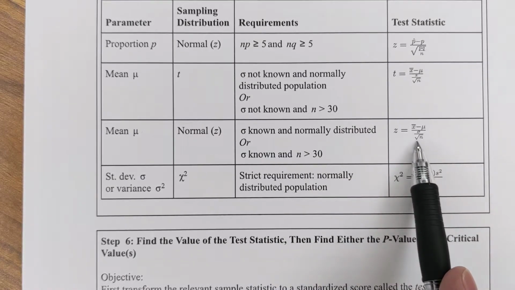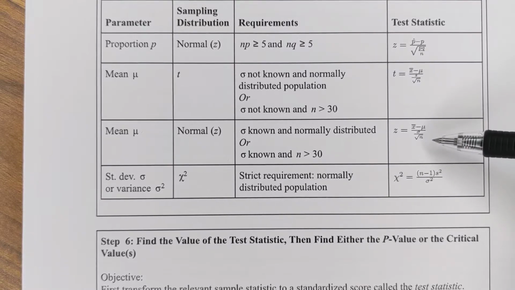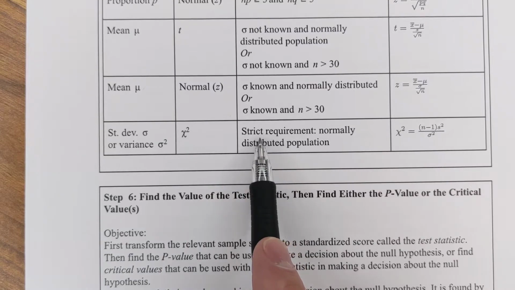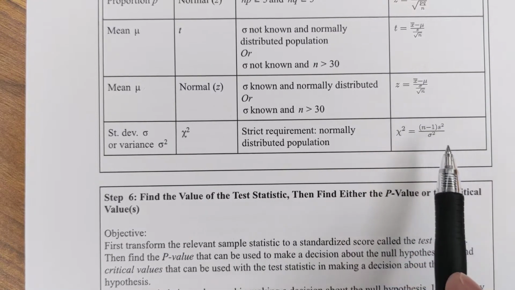So there's our z statistic again, a little bit different because this one deals with proportion, this one deals with the mean, standard deviation or the variance. That's a chi-squared. So the population has to be normally distributed, and there is our equation.